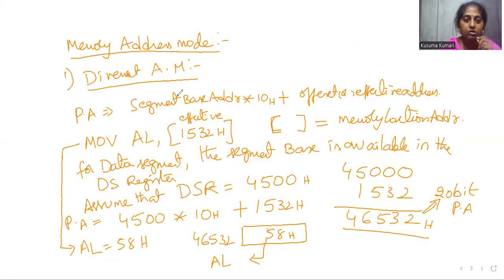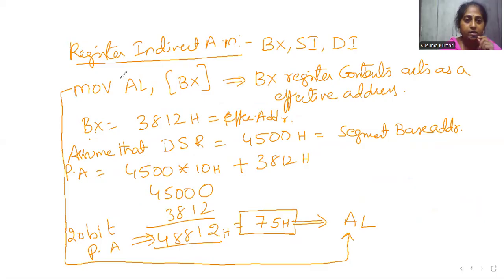In the previous direct addressing mode, the effective address is directly available in the instruction. The direct addressing mode means the effective address is directly available in the instruction. With this effective address, physical address can be calculated. But in this next type, register indirect addressing mode, this is the effective address.